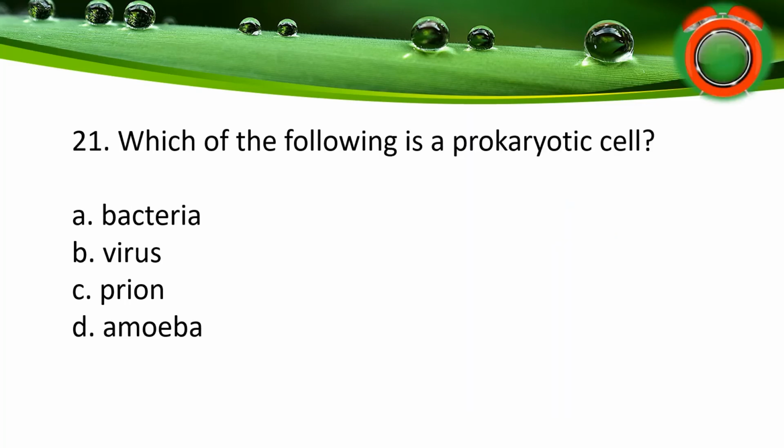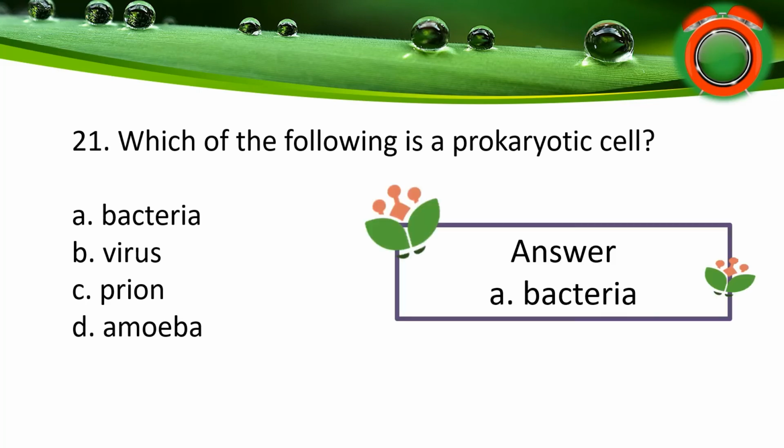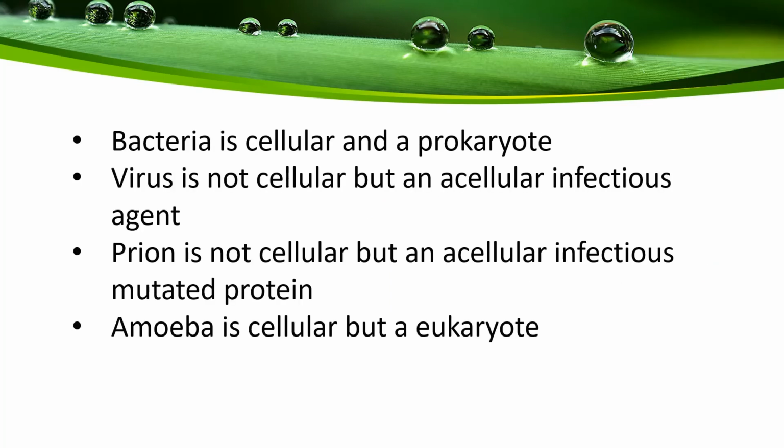Number 21 question. Which of the following is a prokaryotic cell? A. Bacteria. B. Virus. C. Prion. D. Amoeba. The correct answer is A. Bacteria. Ang bacteria ay cellular siya, no? Mayroon siyang cell, pero prokaryotic.